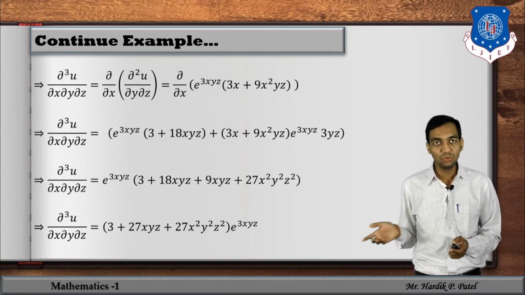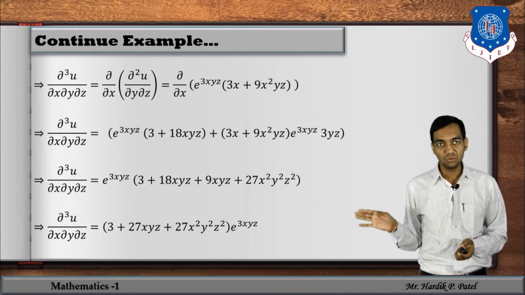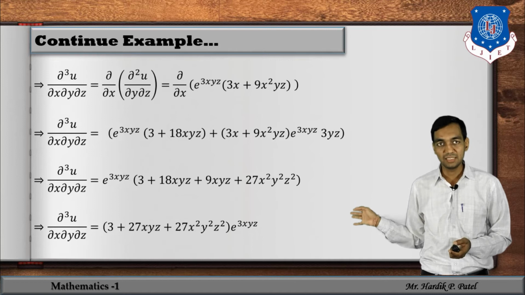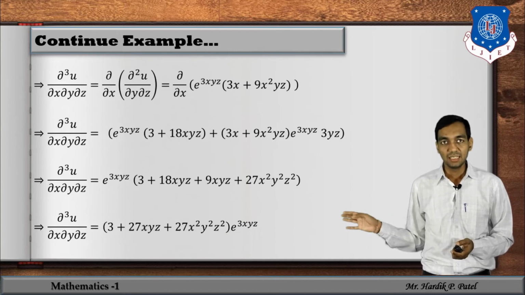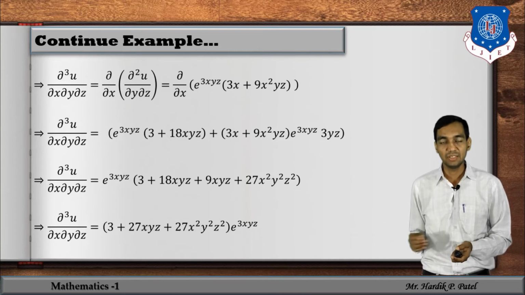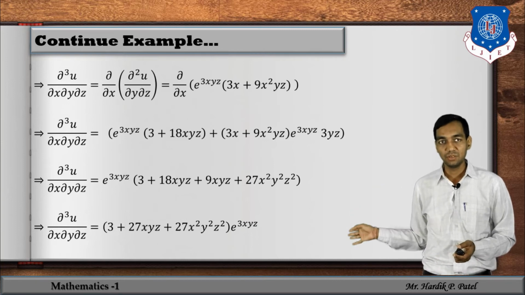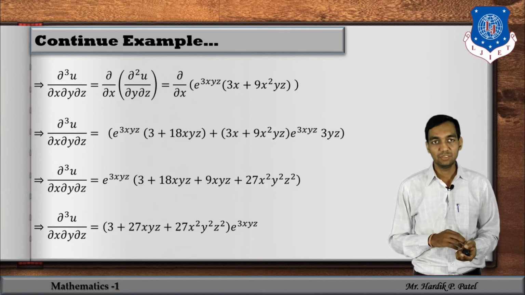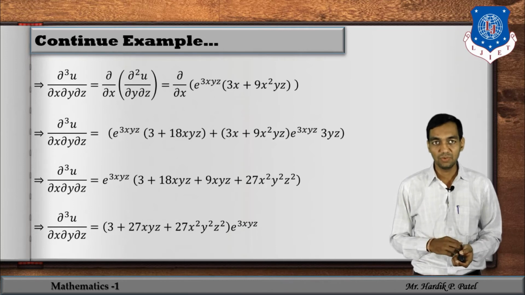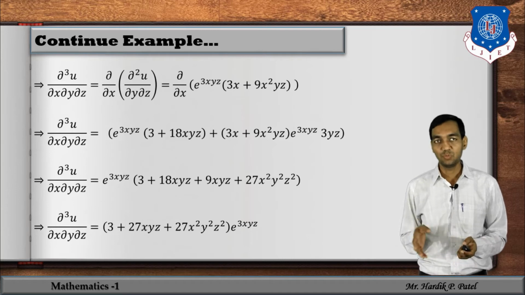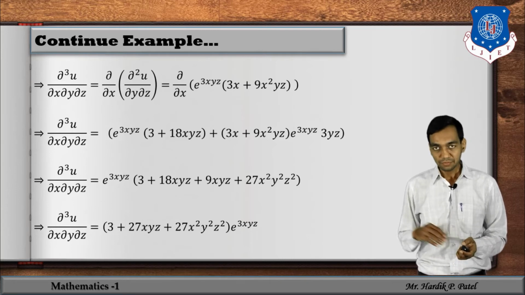Now e raised to 3xyz common out, and you will have 3x plus 18xyz plus 9xyz plus 27x square y square z square. Simplifying the bracket, that will give you 3 plus 27xyz plus 27x square y square z square, whole into e raised to 3xyz. That proves your right hand side.